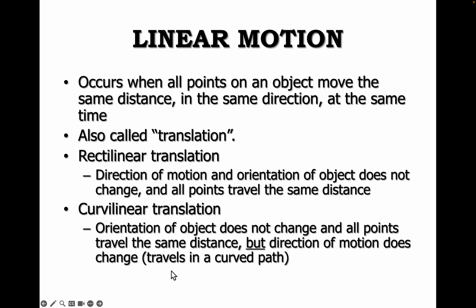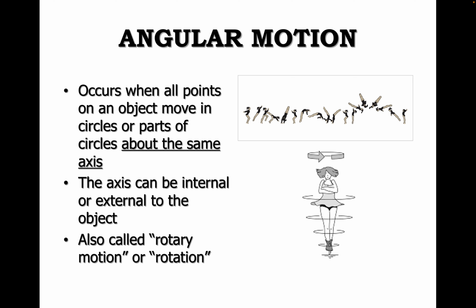A common example of this would be running around the curve of a track. That would be an example of curvilinear translation.